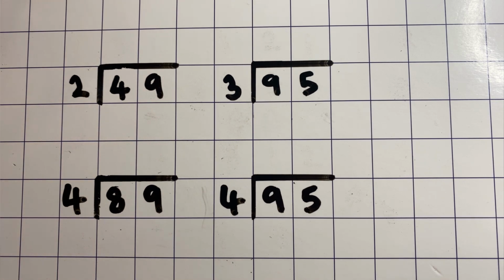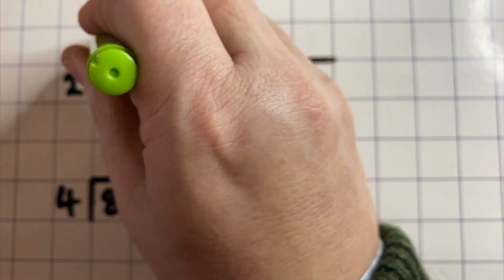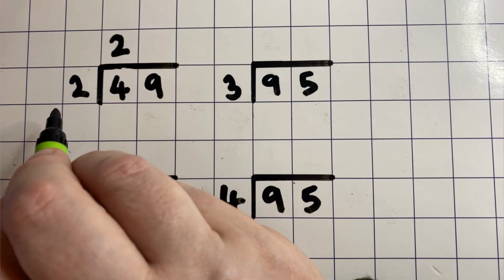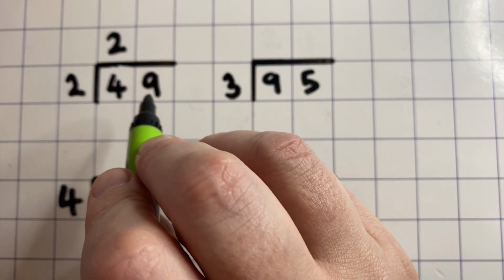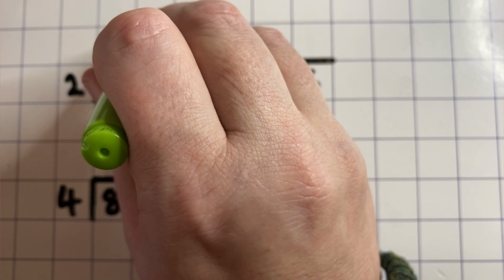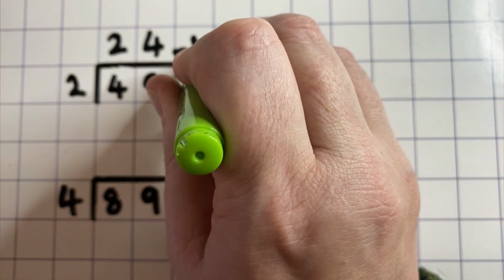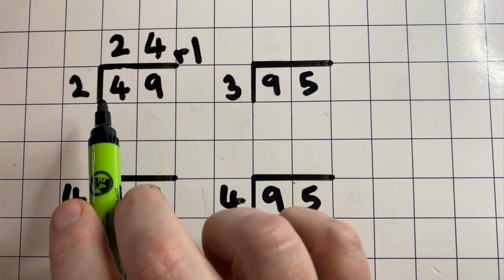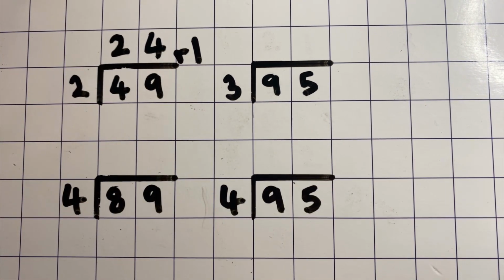So in this section, what we're going to do now is look at divisions where you actually have a calculation that ends up with a remainder. So again, follow this through with me. How many 2's go into 4? Well, that's 2. How many 2's go into 9? Well, you can get as far as 8 with 4 lots of 2. So that's 4, but you've got 1 remainder. And all we do is put remainder 1. So how many 2's go into 49? You've got 24 with a remainder of 1.